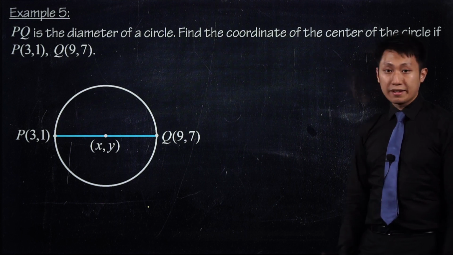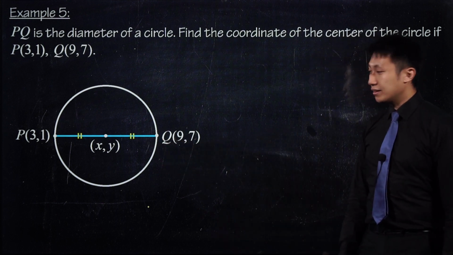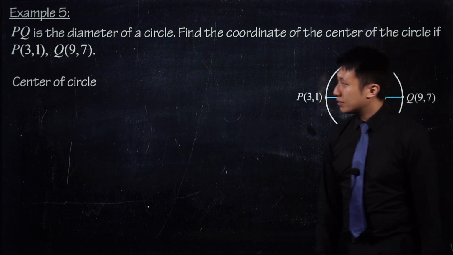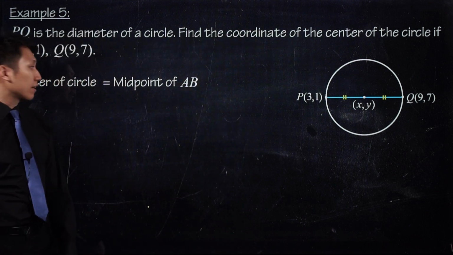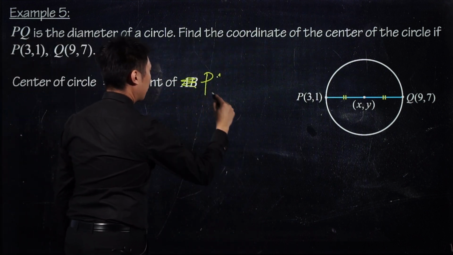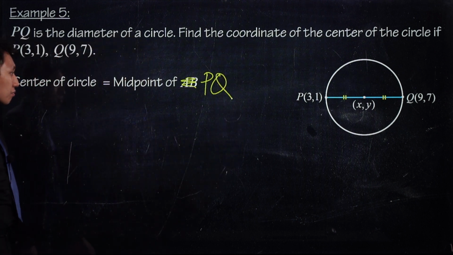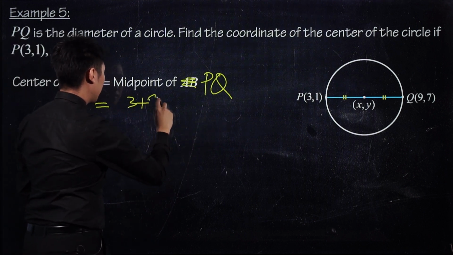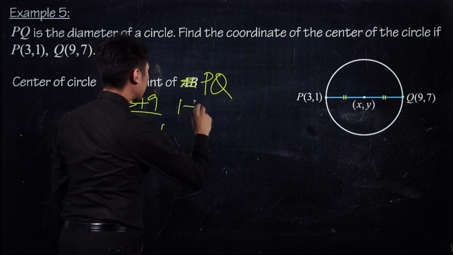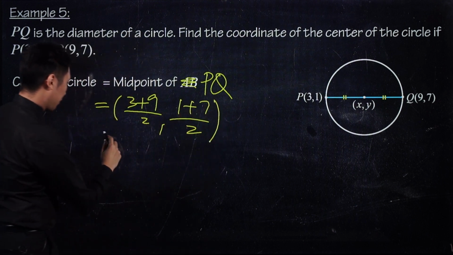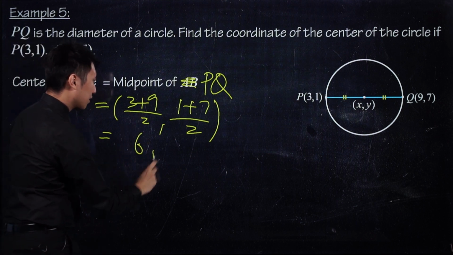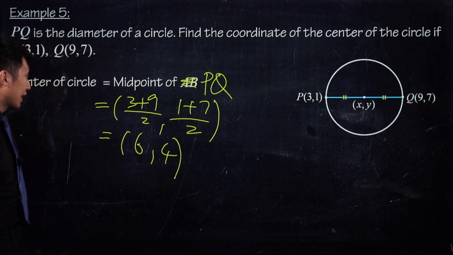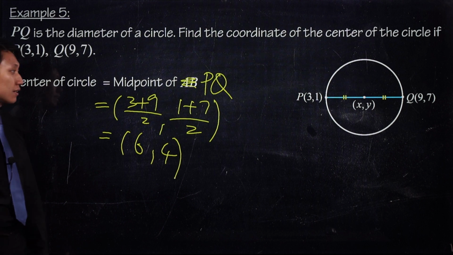If P is 3, 1, Q is 9, 7. So I named the midpoint to be XY. Then they have equal length. And the important part here is that the center of a circle is equal to the midpoint of, not A and B, sorry, P and Q. For this case, it equals 3 plus 9 divided by 2, and next will be 1 plus 7 divided by 2. Then what do I get? 12 divided by 2, 6. 1 plus 7, 8 divided by 2, 4. 6 and 4 is your answer for x and y. So this one will be the center of the circle.